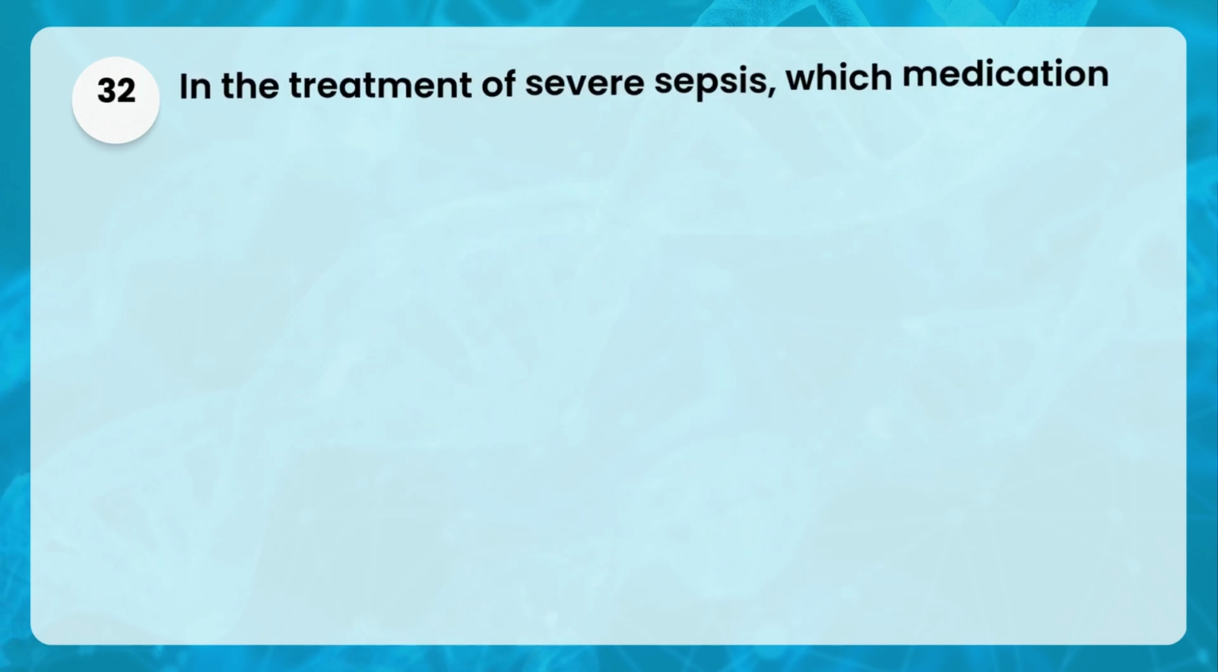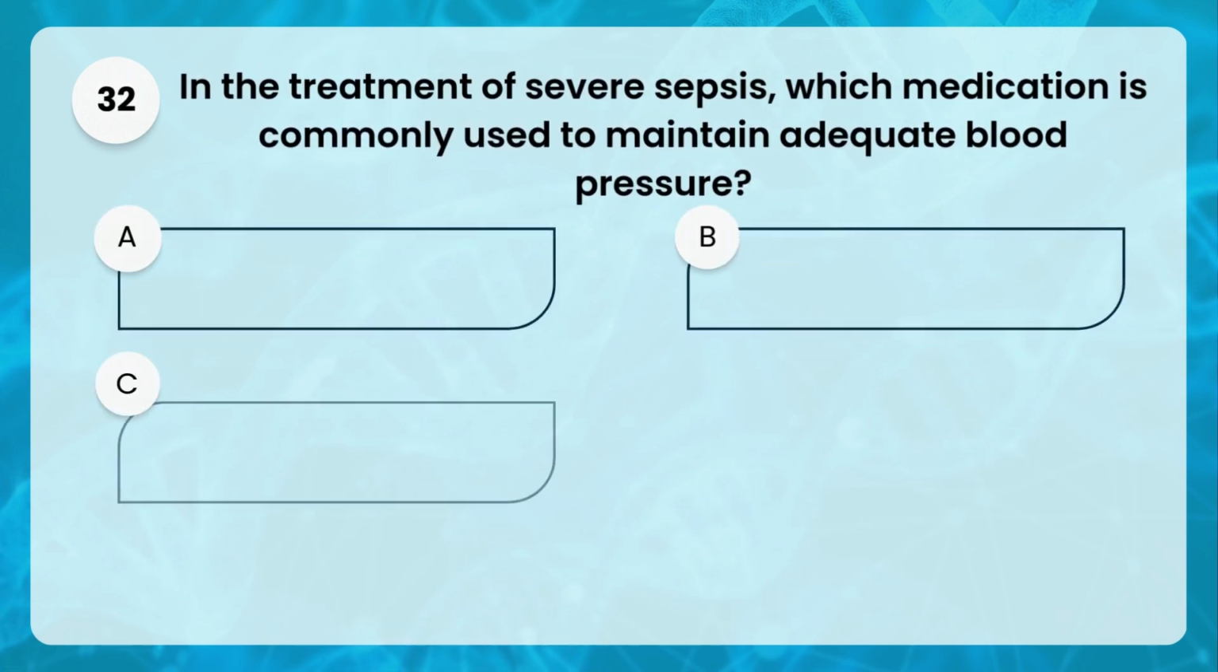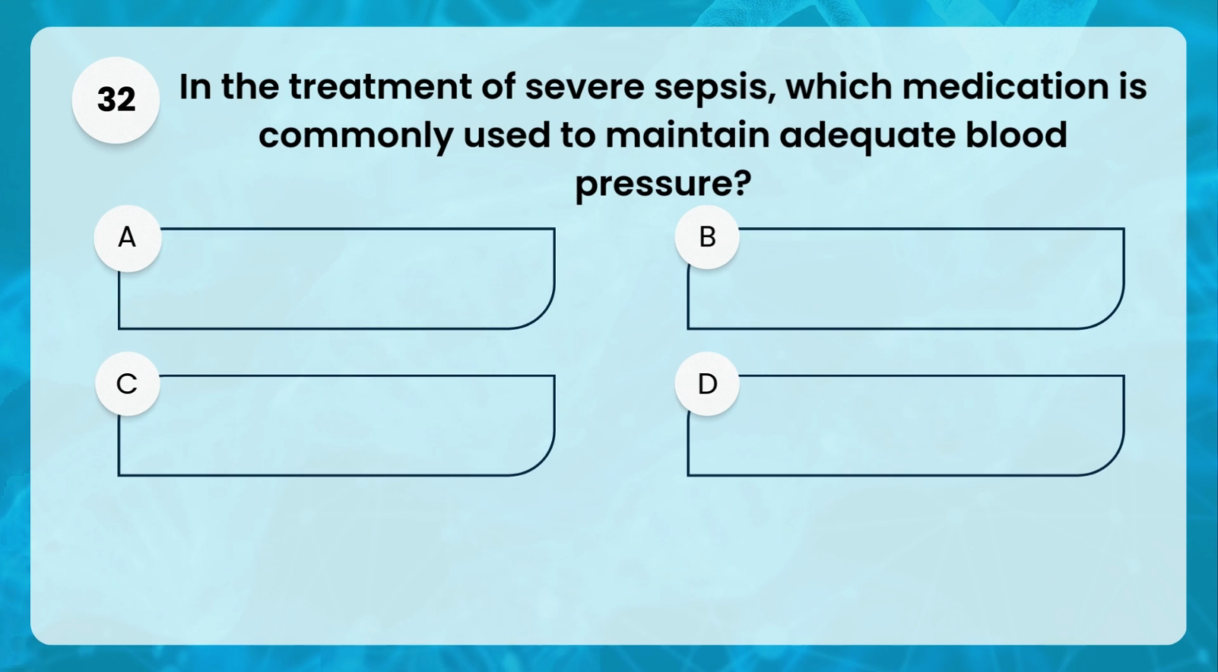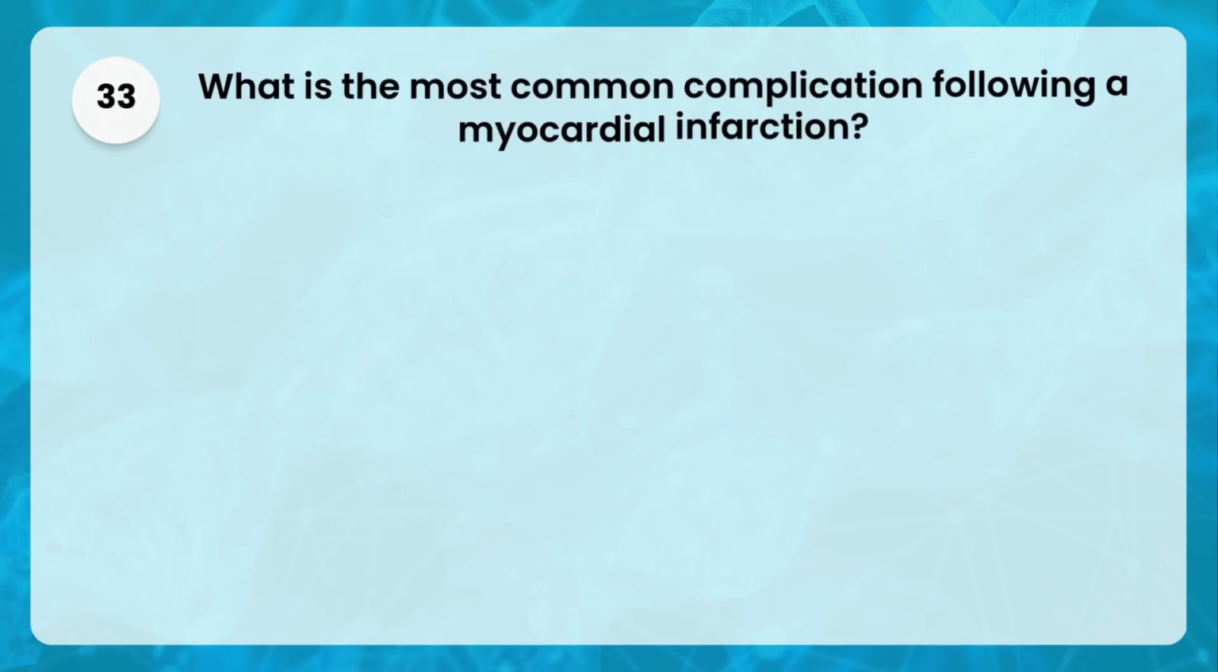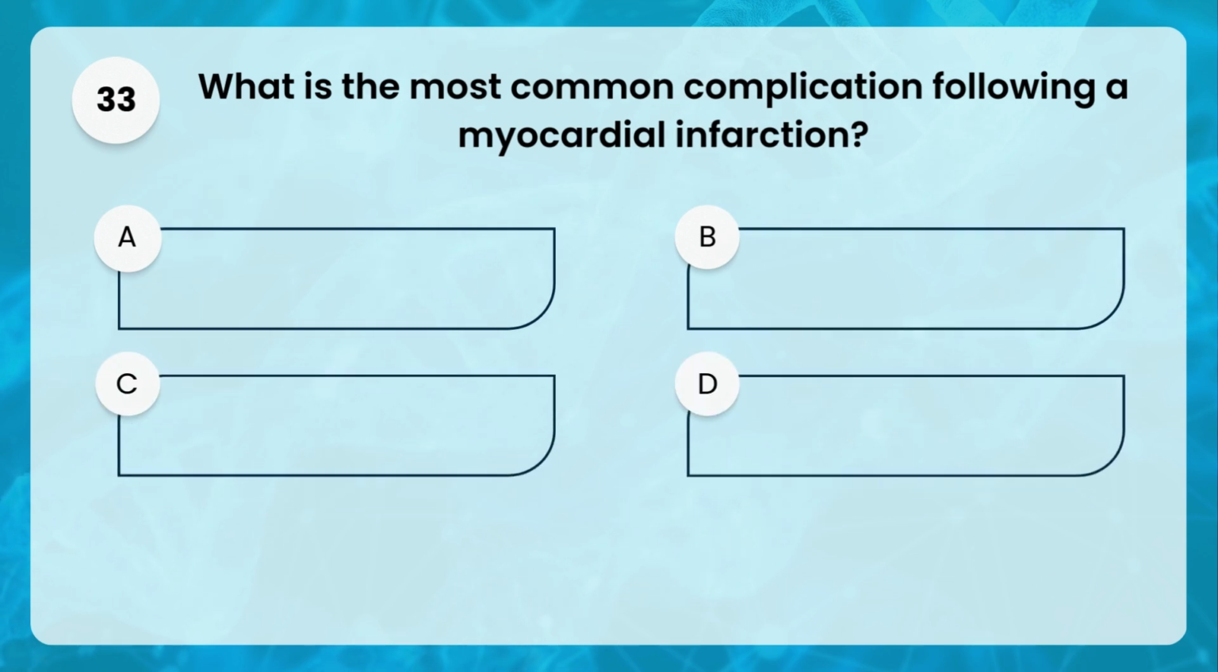Number 32. In the treatment of severe sepsis, which medication is commonly used to maintain adequate blood pressure? A. Dopamine. B. Norepinephrine. C. Dobutamine. Or D. Epinephrine. The answer is B. Norepinephrine.